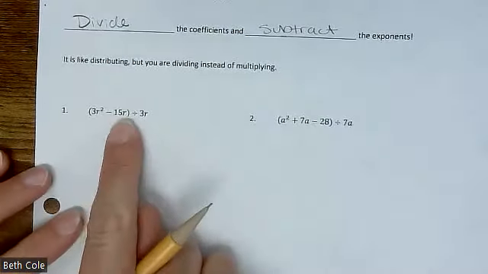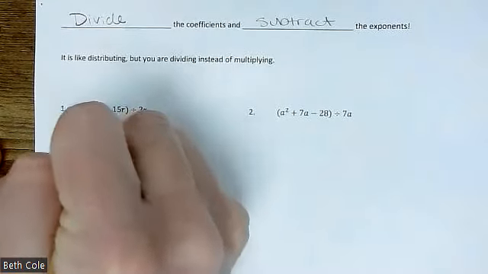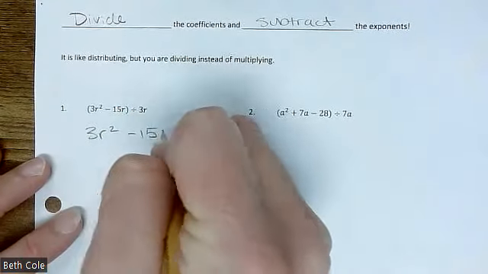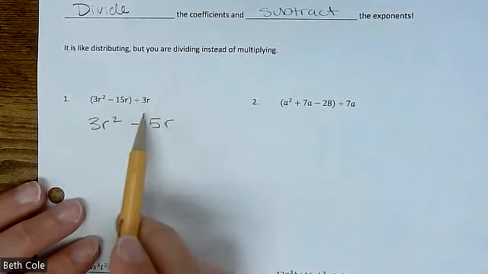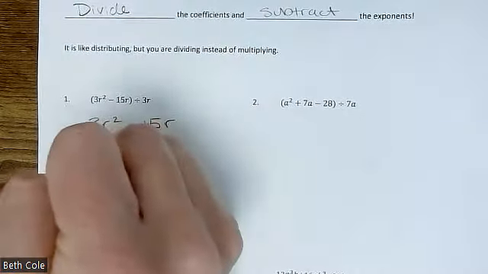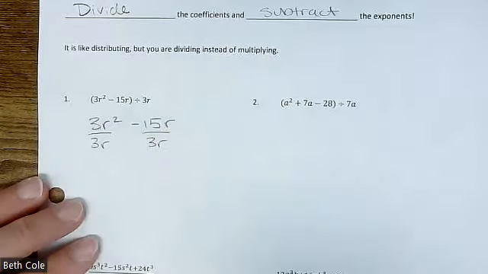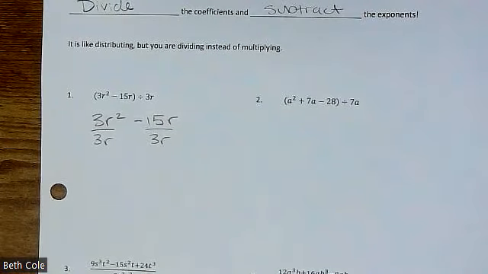So we're going to have this whole thing, this 3r squared minus 15r. You want to divide the whole thing by 3r. So you're going to put divided by 3r, divided by 3r. It's like distributing, but instead of multiplying, you're dividing. But write it, because if you try and do it in your head, I can guarantee you're going to lose track of what's going on. Again, it's about organization is really what it's about.